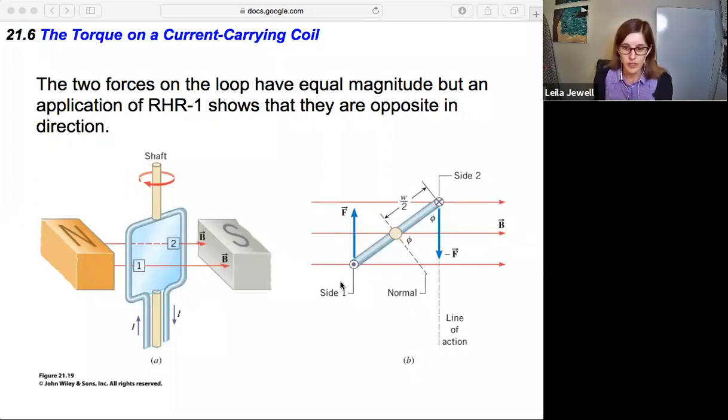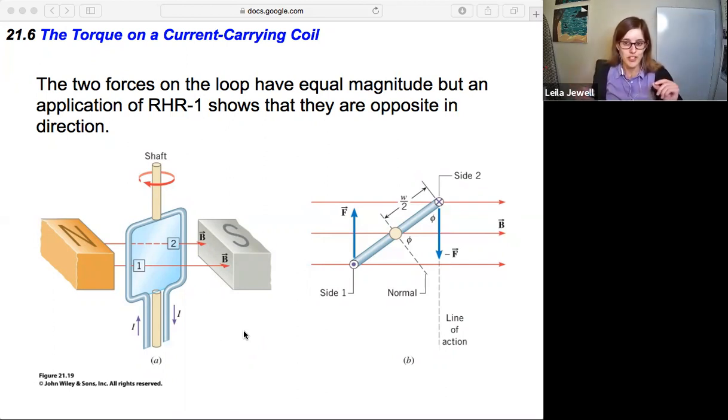So if we look at side one that has a current coming out at us, right? This is looking at a top-down view and the wires coming at us. And we could again use our right-hand rule, current coming at us, magnetic field pointing to the right. The force on that one is up. On side two, the current is going away from us, going into the screen, opposite of side one. Magnetic field is still pointing to the right, which means our force is down, in the negative direction.